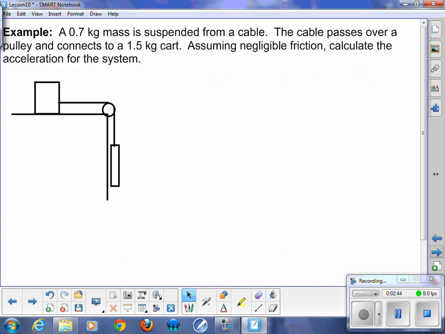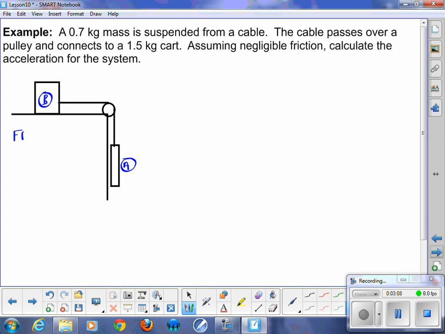So let's take a look at a series of examples. A 0.7 kilogram mass is suspended from a cable. So let's call this object A. This one we'll call object B. The cable passes over a pulley and connects to a 1.5 kilogram cart. So that's object B. We're going to assume negligible friction, so that means we can ignore friction. Calculate the acceleration for the system.